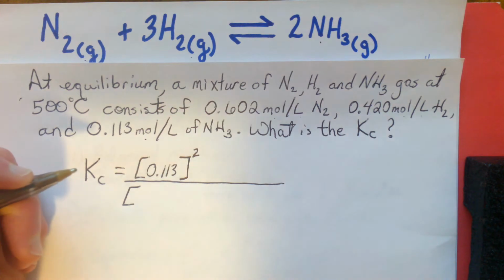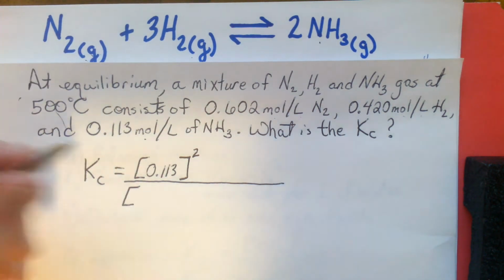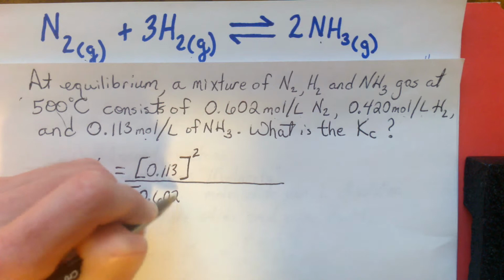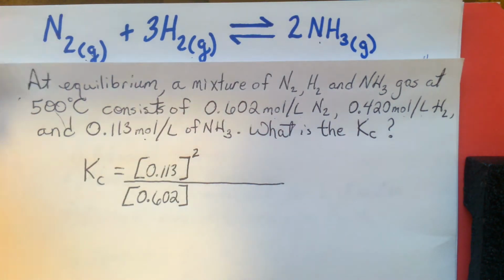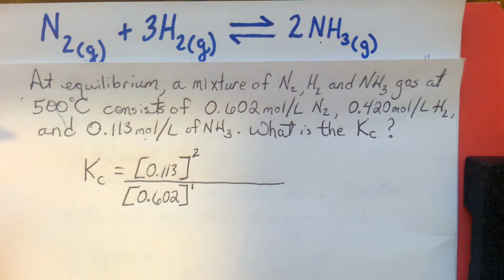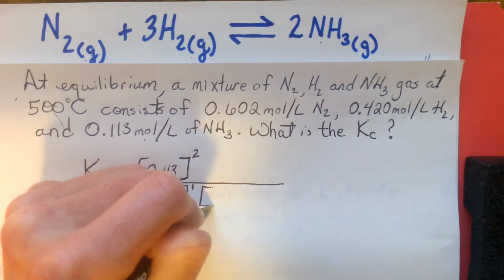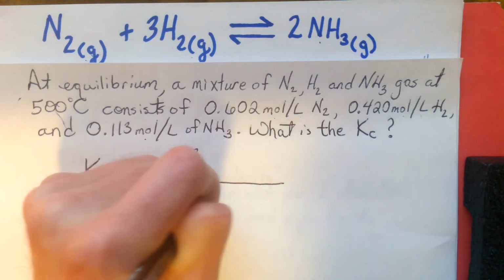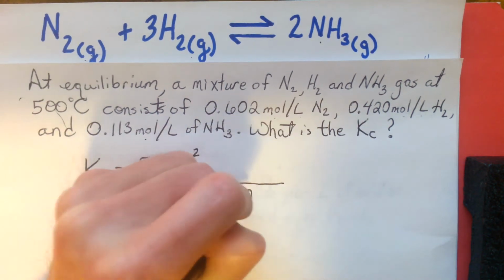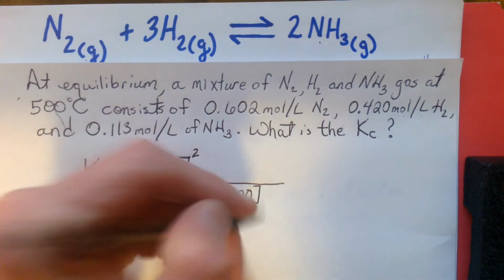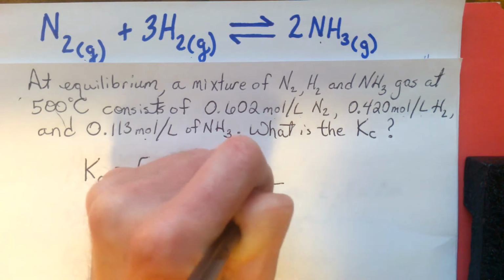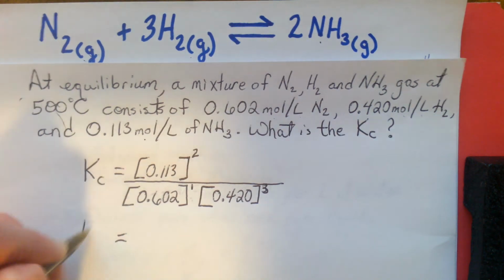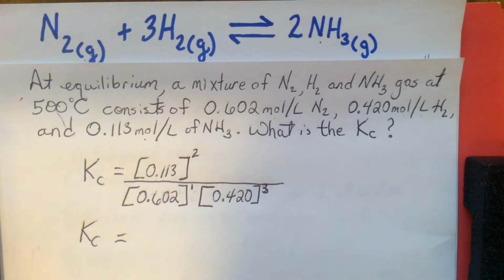Now let's do the reactants, square brackets again. The nitrogen value was 0.602 moles per liter. The stoichiometry on it is just a coefficient of 1. If it helps you to remember to put the 1 there, go ahead. And then square brackets for the hydrogen. Hydrogen's value was 0.420 moles per liter. The stoichiometry for it is a 3, so we're going to cube that value. And then we're going to solve this Kc, or equilibrium expression value.